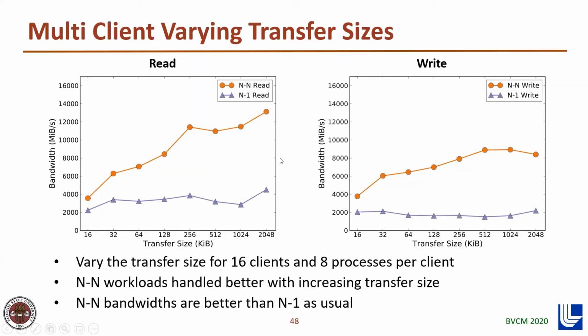Another thing here is that N1 read bandwidth is not that important for deep learning training IO, because deep learning training IO is more like an NN workload. In most cases, each process is responsible for reading multiple files. So we were thinking about what happens when the transfer size is about 128 KB for NN workloads. It was around 8 gigabytes per second read bandwidth.